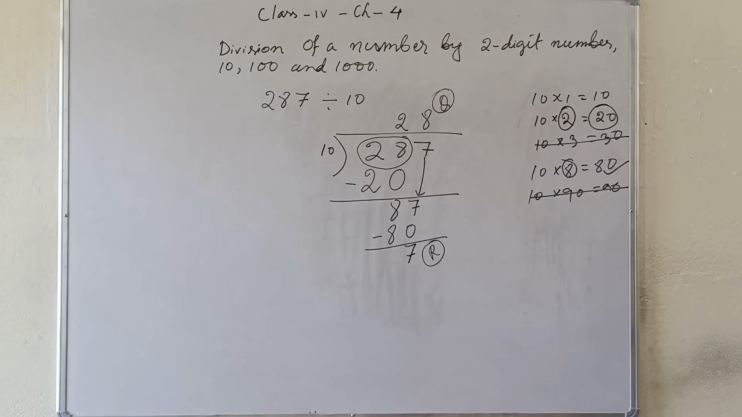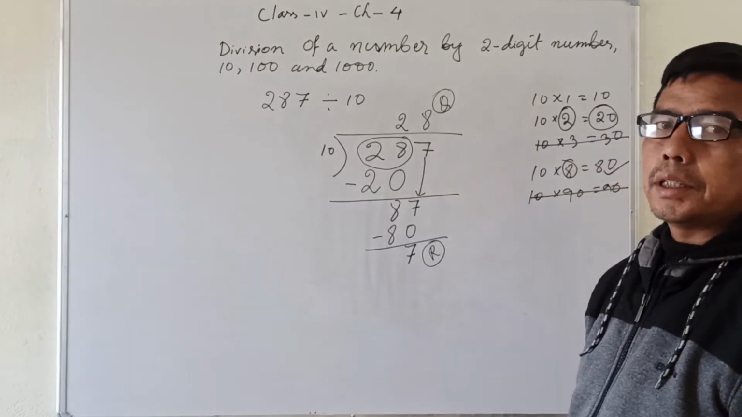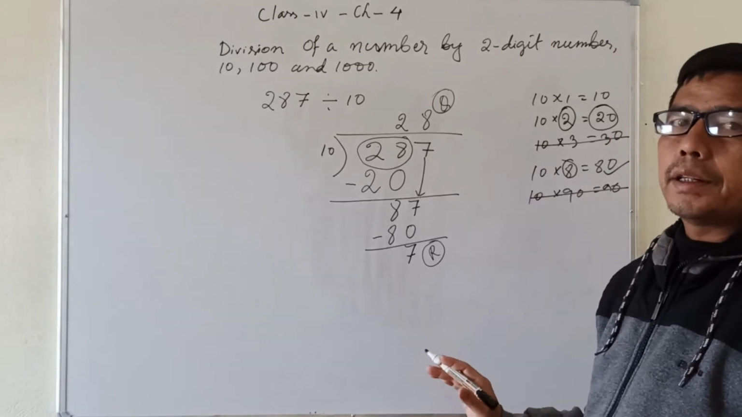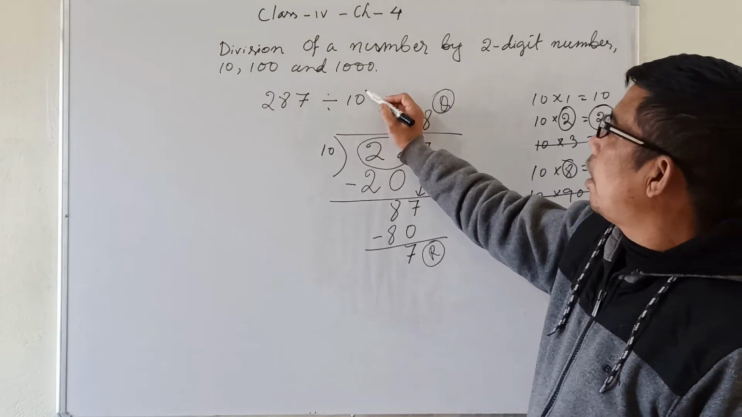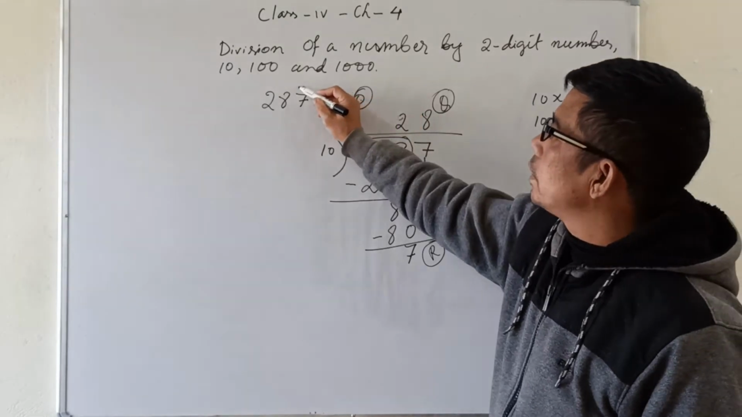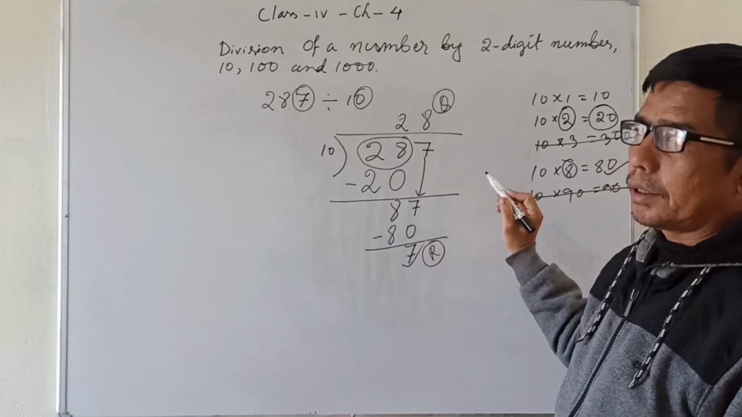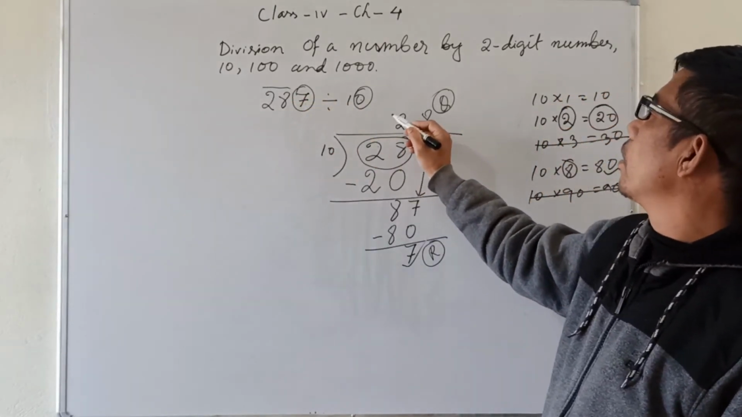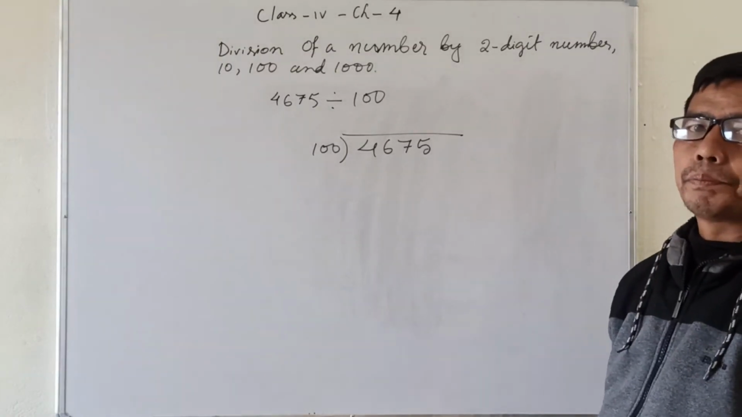So from this we can draw one important result. That is, in the case of division by 10, without dividing we can decide the quotient and the remainder. Here, how many zeros? Only 1 zero. So the digit in the units place will always be the remainder, and the remaining digits will be the quotient. Let's come to the third case.